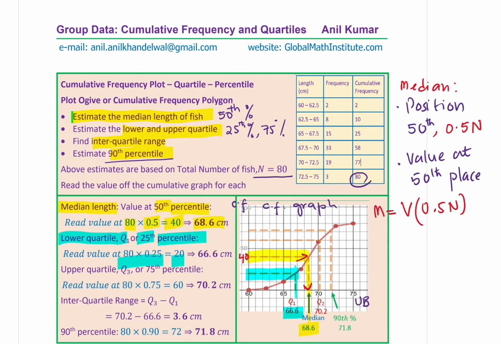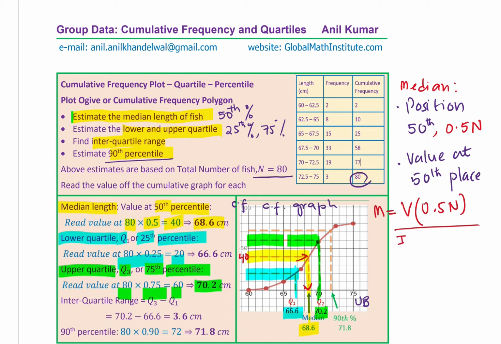Now let's find the upper quartile, or the third quartile, Q3, which is the 75th percentile. Multiplying 80 by 0.75, we get 60. So now, drawing the horizontal line at 60 and then reading the value from the graph, we get the value 70.2. So 70.2 becomes the third quartile. Correct? So that is how we find the quartiles.